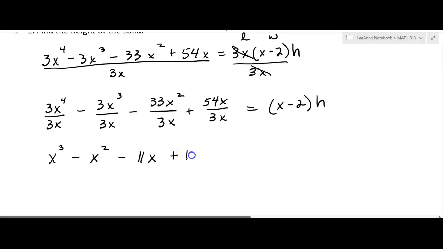3 into 54, I'll say 18. 3 into 5, 1, 24. Yep, okay. And then what do I want to do? I'm trying to solve for h, right? I'm going to divide by x minus 2.